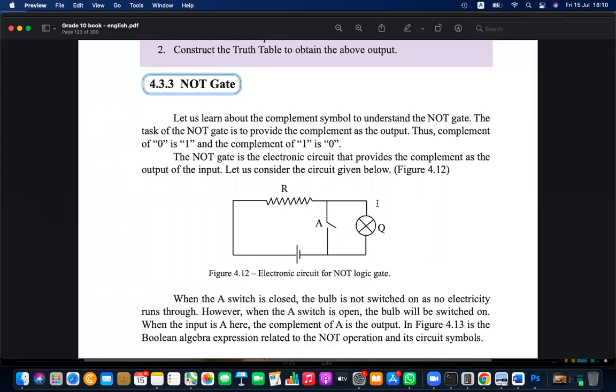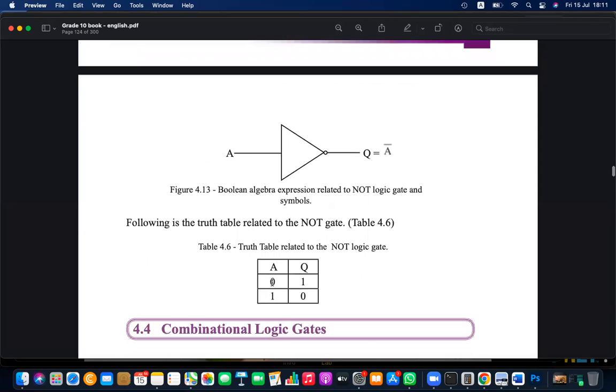Since there is no other place for the current to move, even though it's very difficult to move through the resistance, it will anyway move. But when you short circuit, what will happen? When you short circuit, this will turn off, right? That is the idea. Inverting means when this is 1, output will become 0. When this is 0, output will become 1.